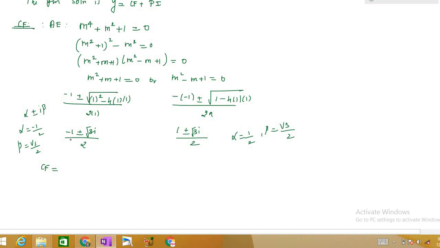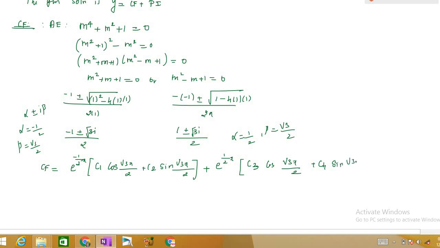So I can clearly write the solution: e power alpha x, where alpha is minus 1 by 2, that is e power minus x by 2 into c1 cos beta x plus c2 sin beta x. This is the characteristic function for these two roots, plus again I write it for the other pair: e power x by 2 into c3 cos root 3x by 2 plus c4 sin root 3x by 2. Now this is the complementary function.